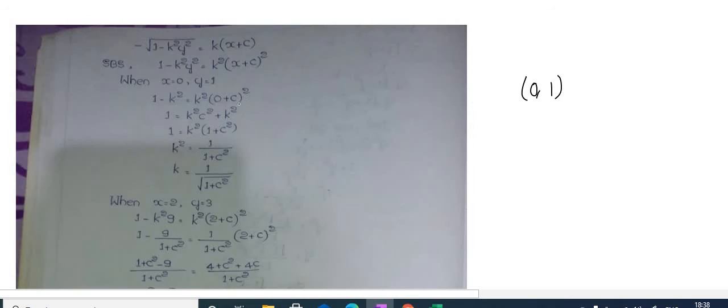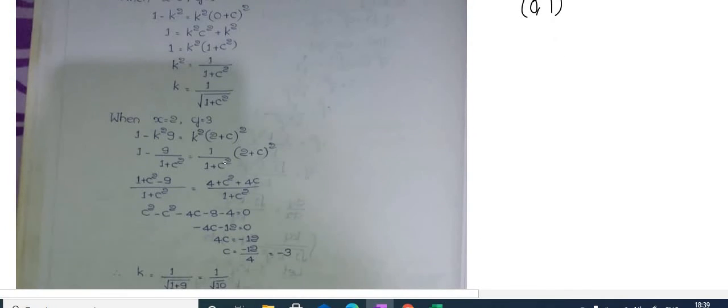Next step, k square c square. Negative becomes positive. Take k square common. So multiplication becomes division. K equal to root of. From the first end condition we are getting k value in terms of c. When x equal to 2, y equal to 3, here it is 9. So k square 2 plus c whole square. Again 1 minus k square, we have k square value, that is 1 by 1 plus c square.